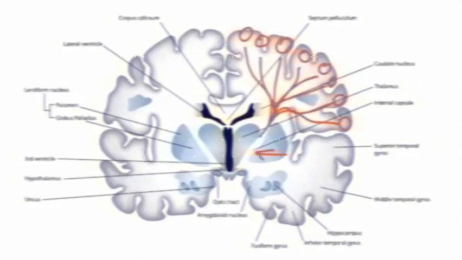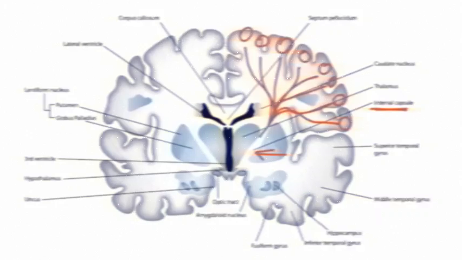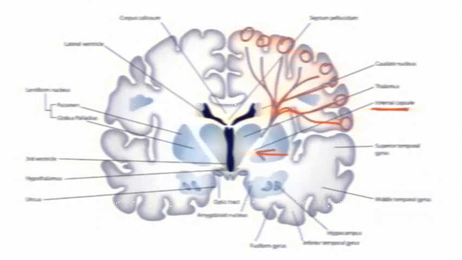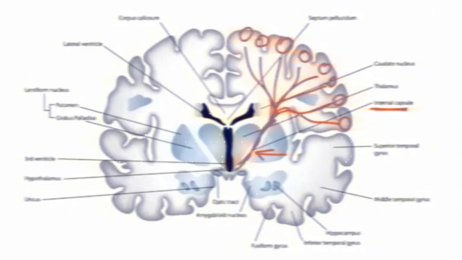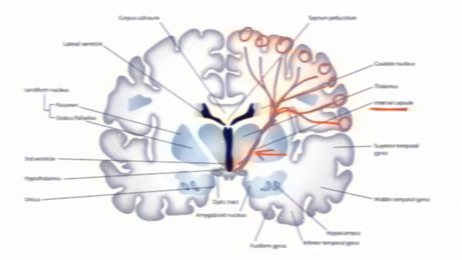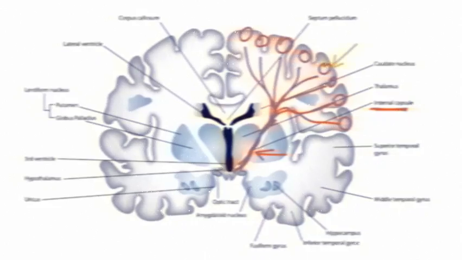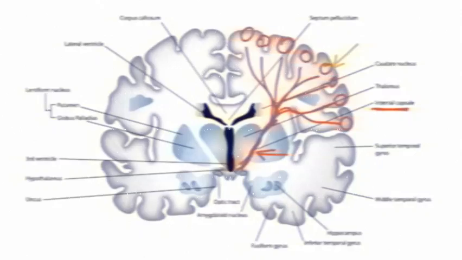This region here is called the internal capsule. And for step 1, it's important to know that the internal capsule contains axons coming from the primary motor cortex. So all of these axons right here. So if we were to follow the pathway of a single upper motor neuron, it would start in the superficial part of the brain, as I've demonstrated by these red circles, and it would move down through the internal capsule.